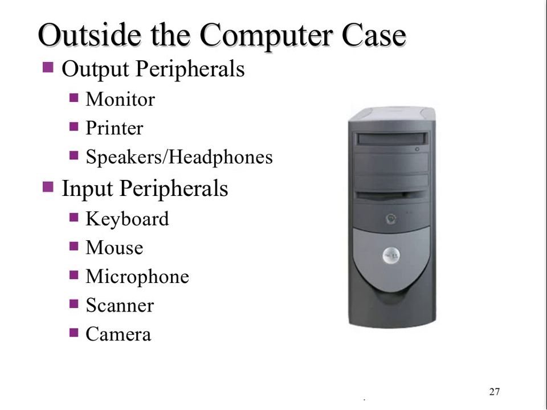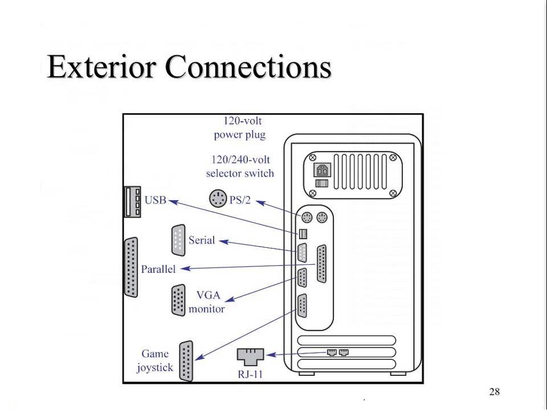For example, output peripherals would be a monitor, a printer, headphones and speakers, and other things. Input peripherals could be keyboard, mouse, microphone, scanner, camera, just to name a few. All of these devices would connect up to the back of the computer, or the front of the computer in some cases, through various connectors such as a serial port, USB port, parallel, game port, Ethernet connector, telephone connector.